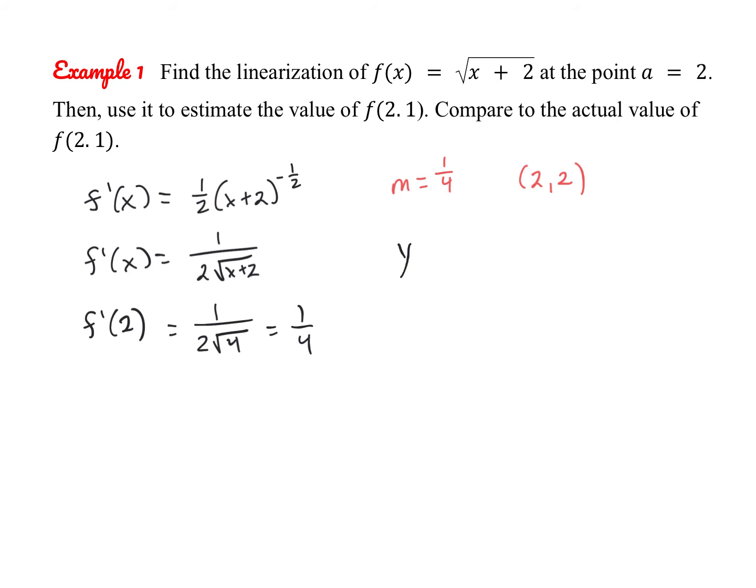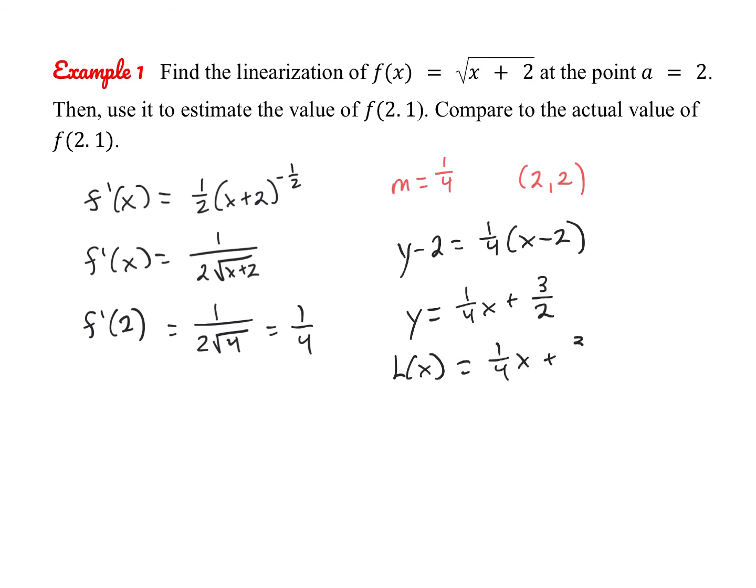So we can use point slope here. And then here we will just solve for y, so it's in that slope-intercept form. So it becomes 1/4 x plus 3 halves. And then I'll simply write it as L of x, because that's how we write our linearization of our function. So we just found the linearization of f of x.